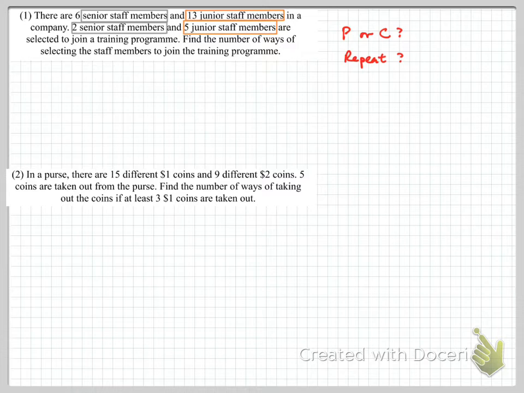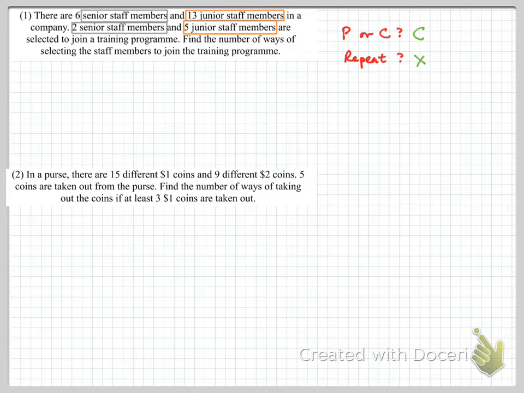Now they are all different persons, so definitely we do not allow repeat. You cannot pick the same person twice into the junior staff members. You have to pick 5 different persons, of course. Now because they join a training program, the question does not specify the ordering of the selection. There are 5 junior members, so who is the first one, who is the second one, I don't care, as long as there are 5 members. So the ordering is not important, so we use combination instead of permutation.